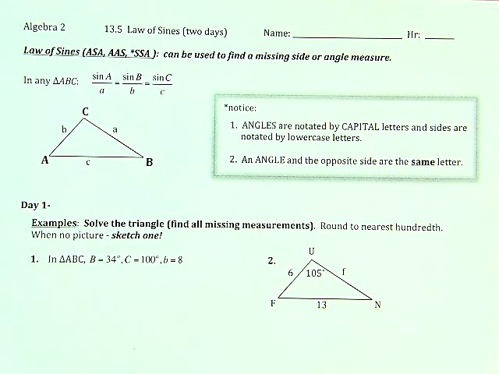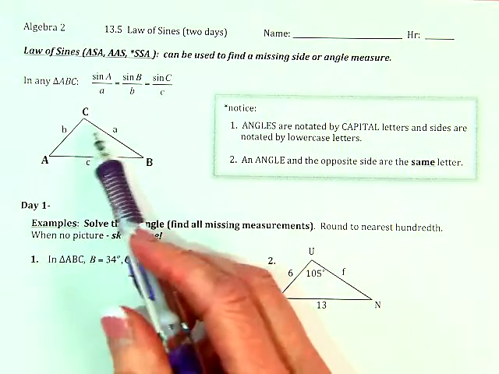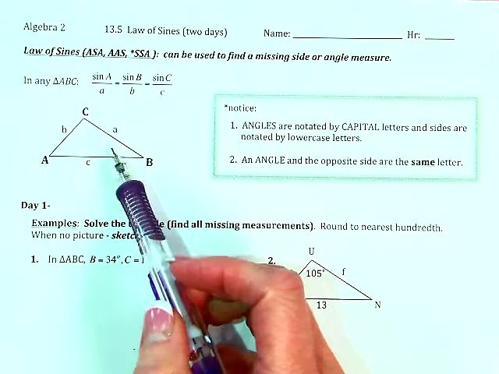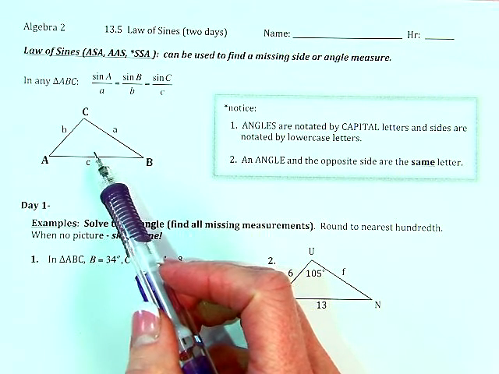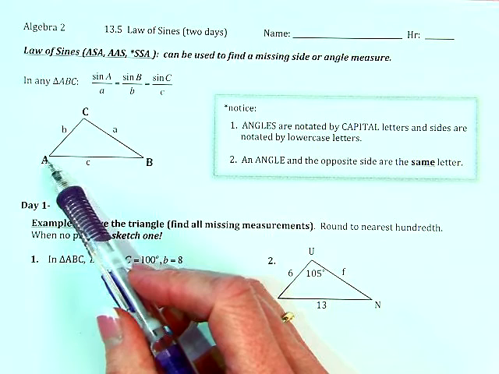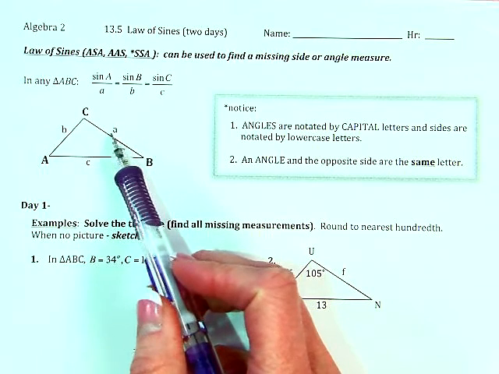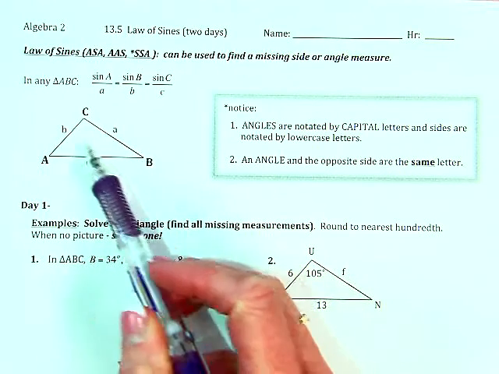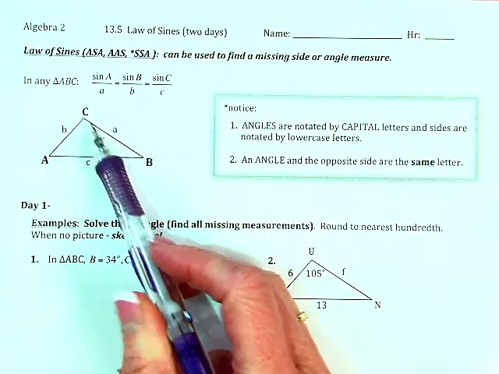All right, hi everybody. Today we are going to look at the law of sines. The law of sines is just a relationship in any triangle. So here you have triangle ABC. The capital letters are the vertices, the lowercase letters are the sides. Notice that vertex A, or angle A, is across from side lowercase a. Vertex B, or angle B, is across from side b, and angle C is across from side c.